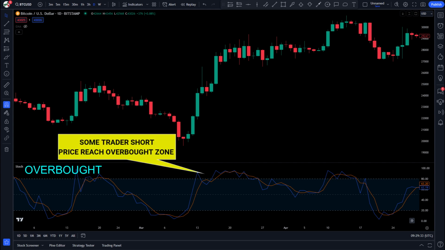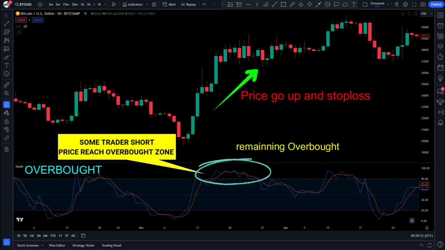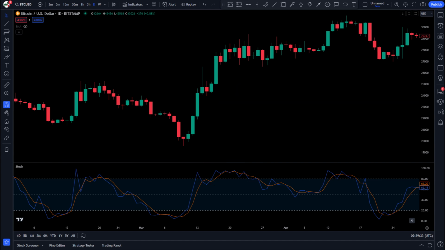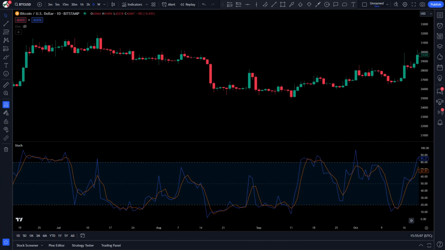Regrettably, some traders make the mistake of going short as soon as the price enters the overbought zone. Prices can remain in the overbought zone for an extended period, steadily rising, leading to significant losses. There are times when the trend reverses, requiring a shift to a short position.